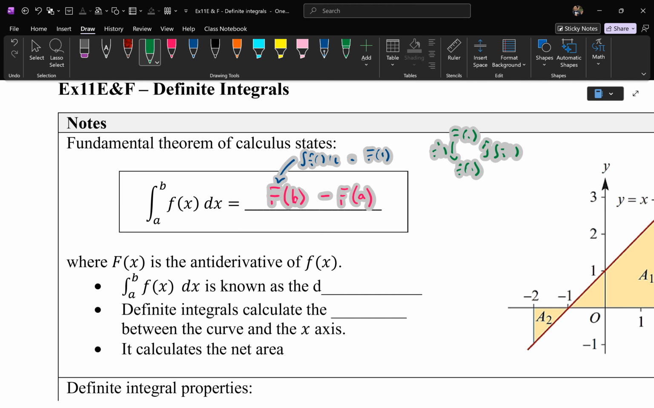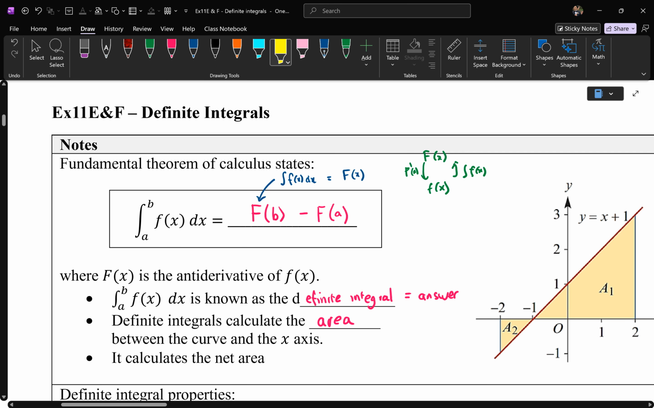So when you do the antiderivative between a and b, you're essentially calculating the area between a and b for that function, and it's the area under the curve bounded by the x-axis. And this is known as the definite integral. It means you're going to get an answer. You're not going to have a plus c. You're going to get a value, and that value represents the area.